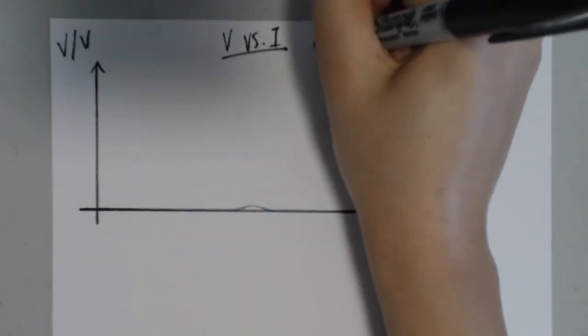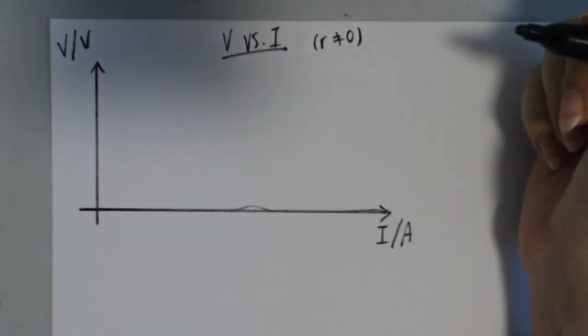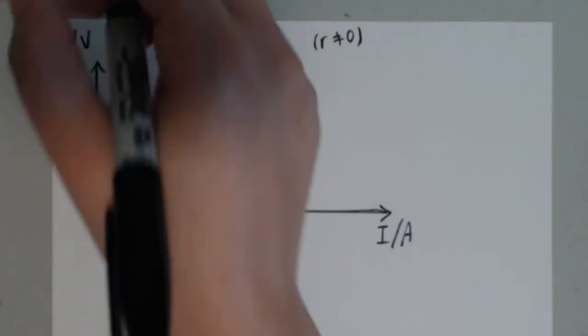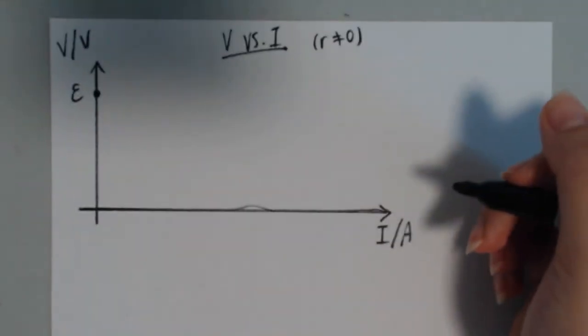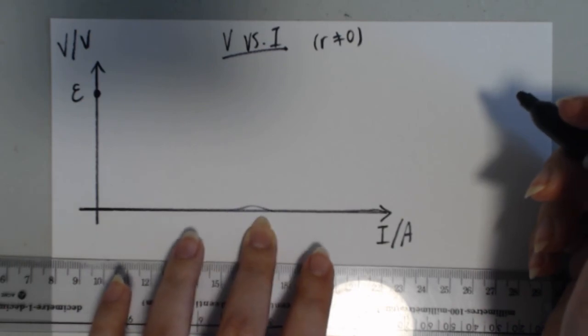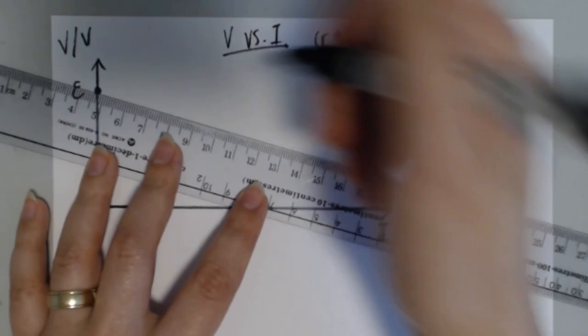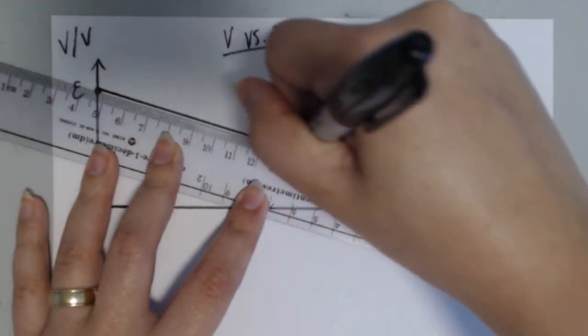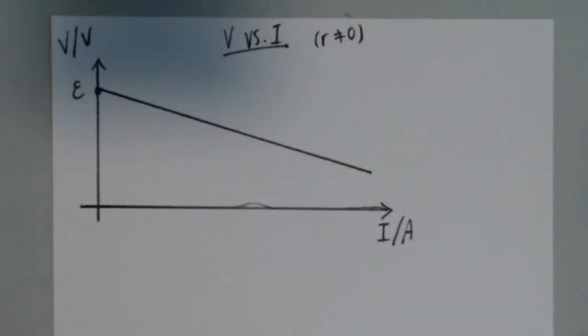And this is where you cannot ignore internal resistance. If you have internal resistance, when there's no current going through the battery, the voltage is epsilon. That's your y-intercept. And the more current that actually gets pumped through the circuit, the smaller the voltage is going to be given by the battery. So this is a downwards relationship.